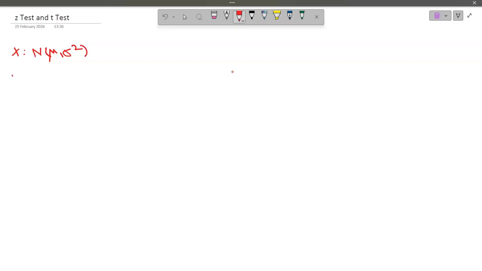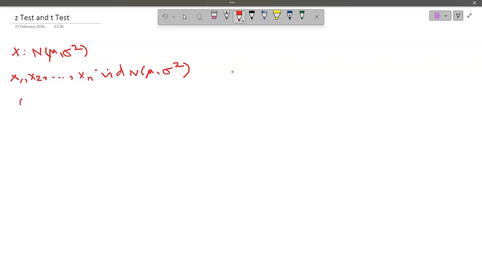We have a random sample from the population, X1, X2, ..., Xn, IID Normal(mu, sigma square), and we are interested in testing about the mean. Both mu and sigma square are unknown, so we want to test about the mean.